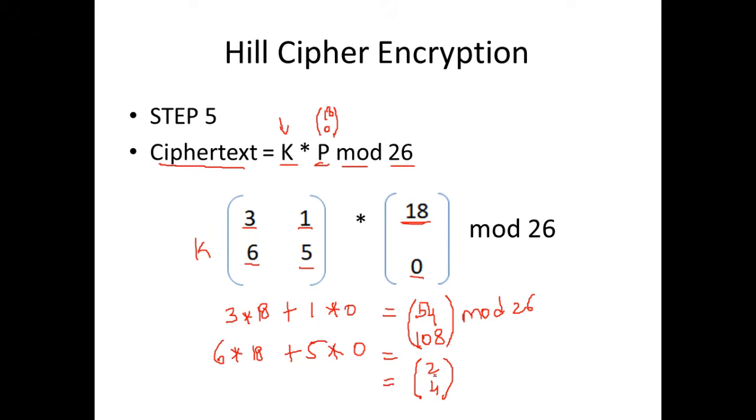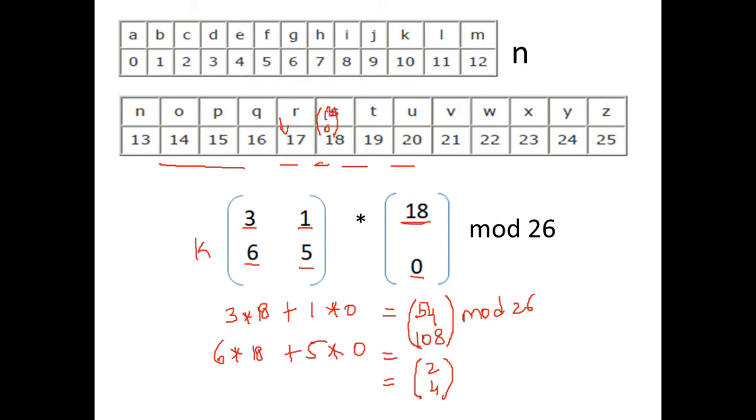Now we can convert 2 and 4 to alphabets by looking at a table again. So in this table, what is the equivalent to 2 here? 2 is C, and what is the equivalent to 4? 4 is E. And what we have taken as input, 18 is nothing but S, and 0 is A. So this is the plain text SA which has been converted to ciphertext CE. So we have converted one pair of plain text to ciphertext.